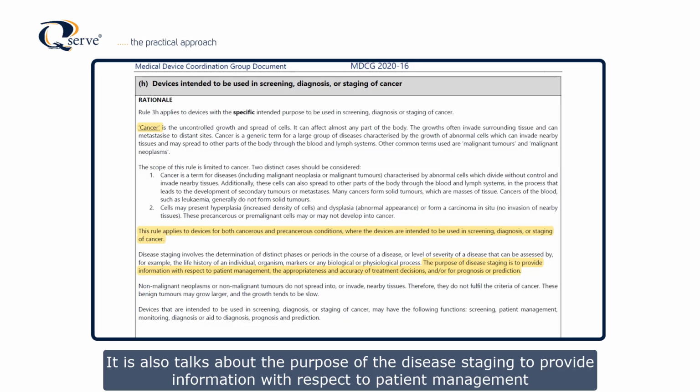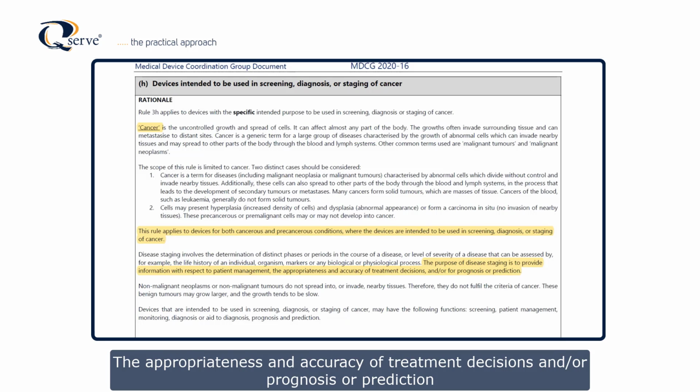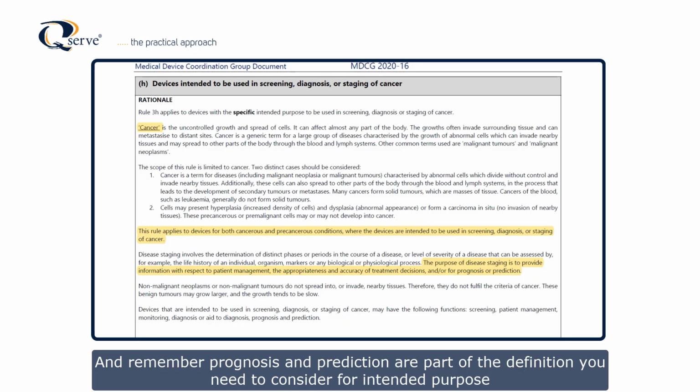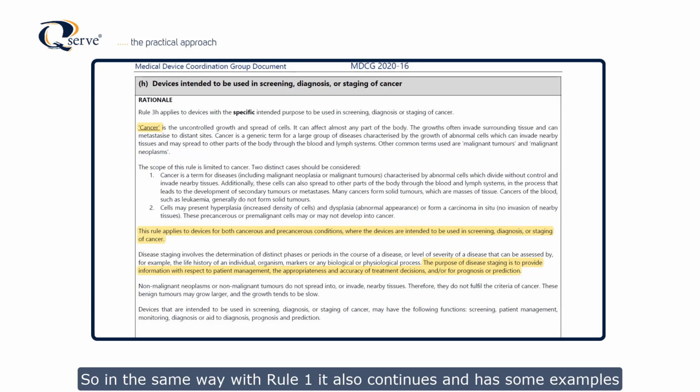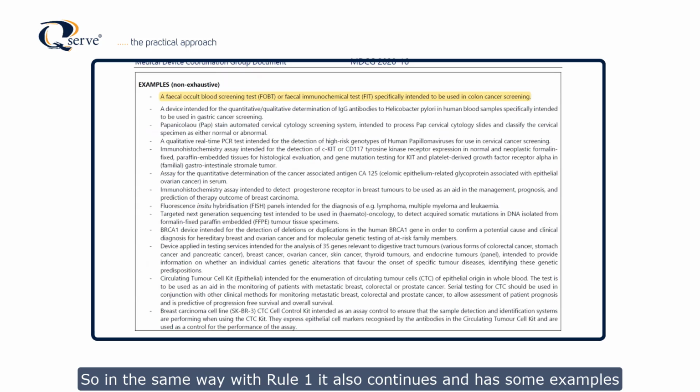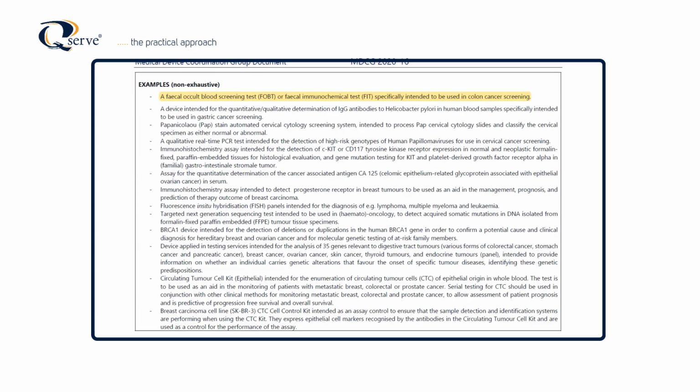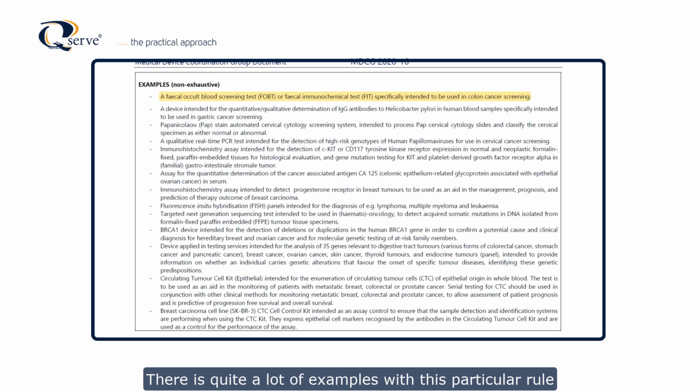It also talks about the purpose of the disease staging to provide information with respect to patient management, the appropriateness and accuracy of treatment decisions, and/or prognosis or prediction. And remember, prognosis and prediction are part of the definition you need to consider for intended purpose. So in the same way with Rule 1, it also continues and has some examples. There's quite a lot of examples with this particular rule.